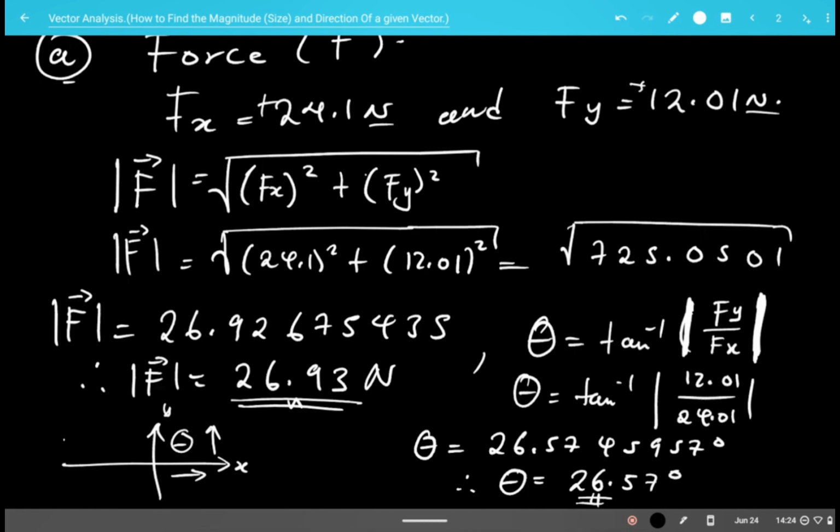Let's look at a different condition. Suppose we have a given vector v having the components minus 4.1 in the i plus 7.0 in the j. Let's find the magnitude first.